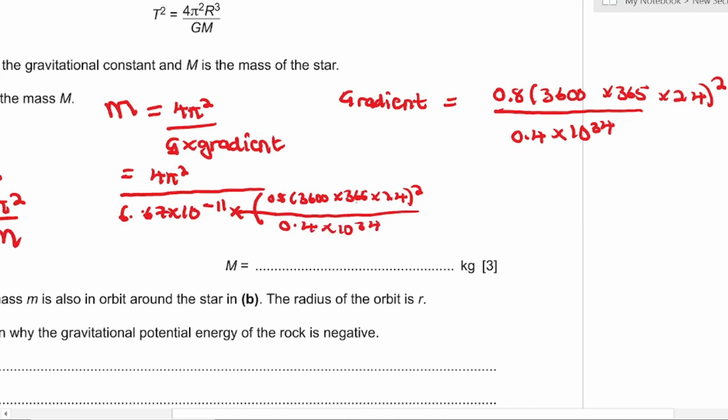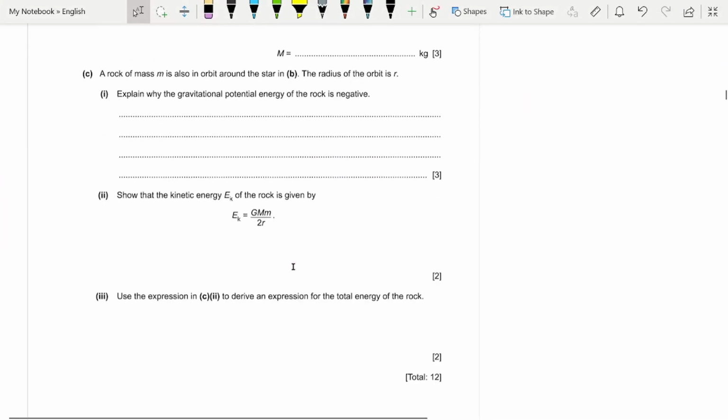If you punch it all in the calculator, I'm not going to encourage that. What I would encourage is for you to break down the calculation into multiple steps. If you punch that in the calculator, you're going to get a mass of 3.0 times 10 to the power of 30 kgs. This is going to be your mass, 3.0 times 10 to the power of 30 kgs. Very important for you to be thinking of that.